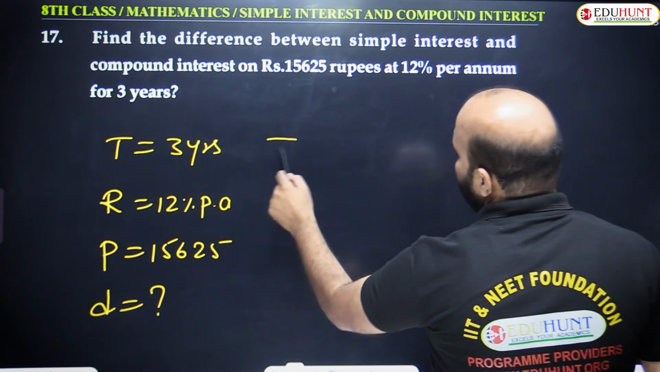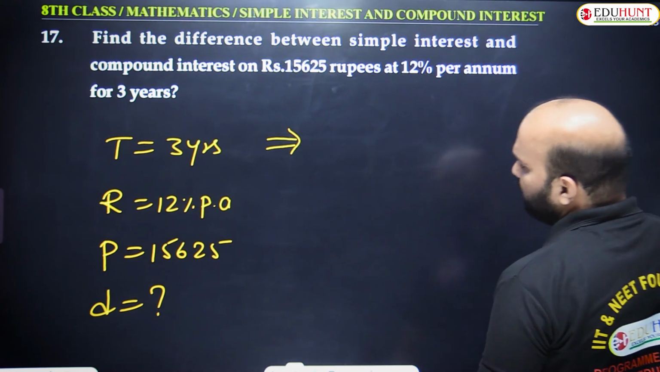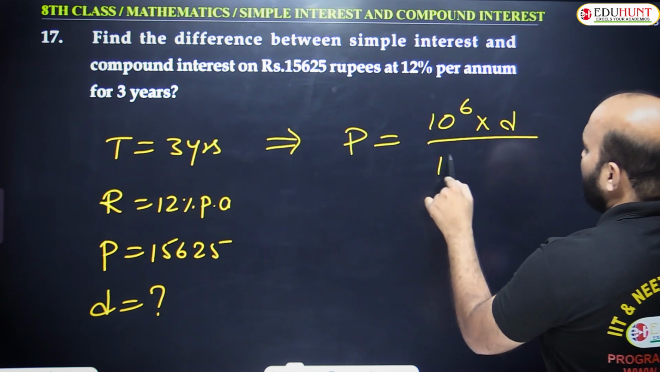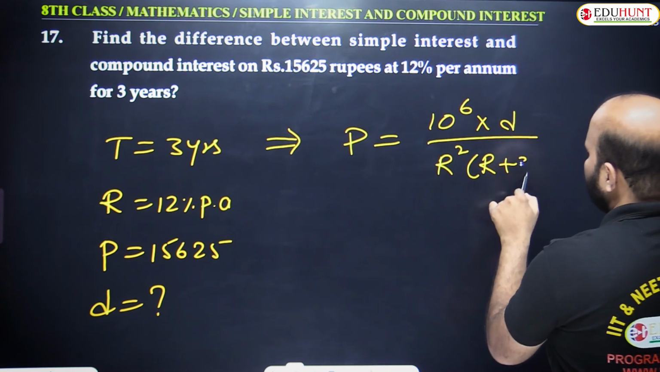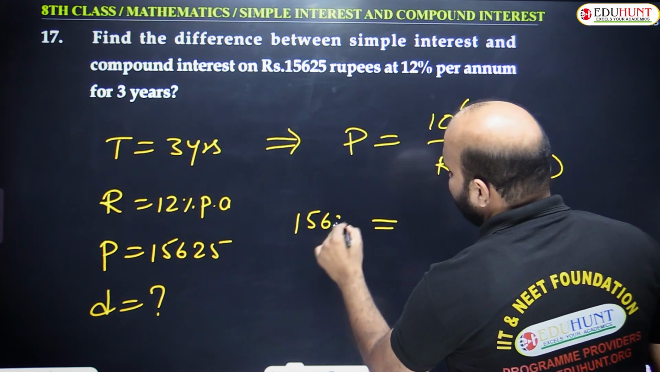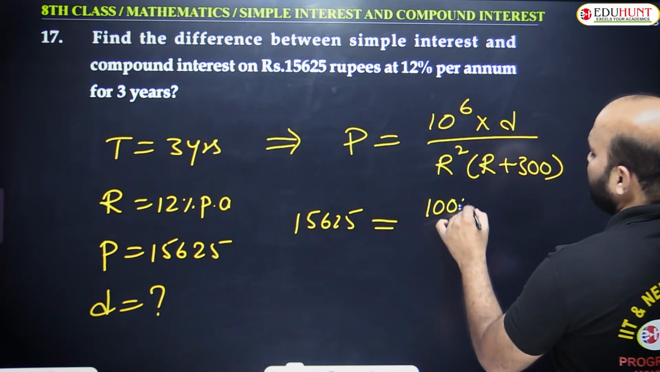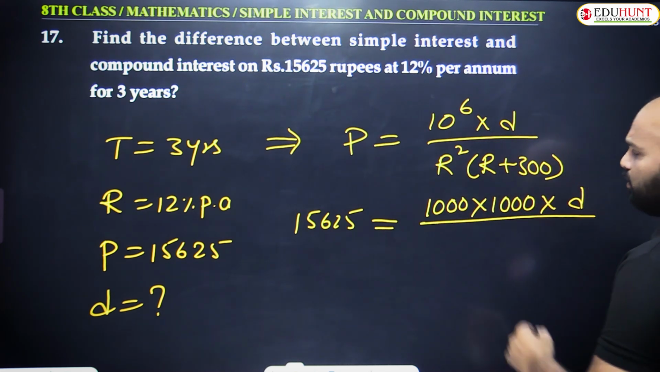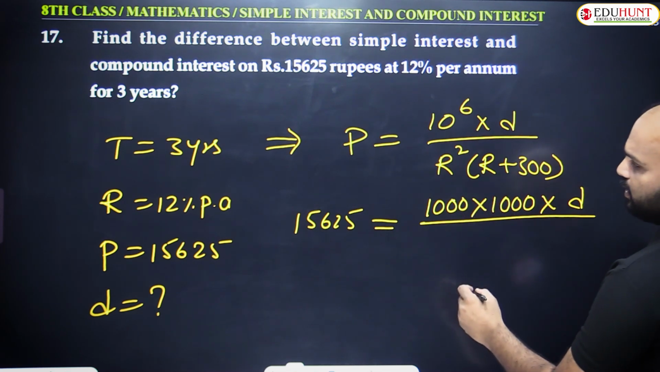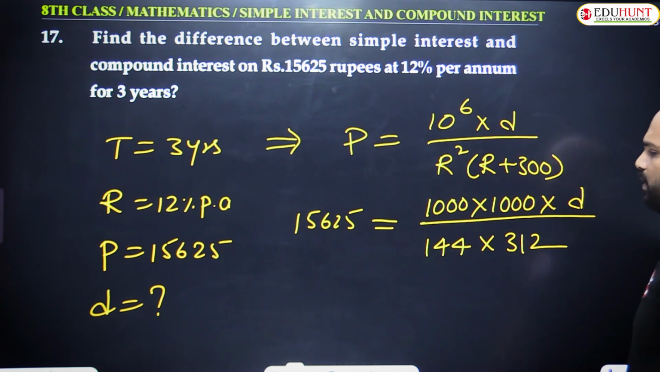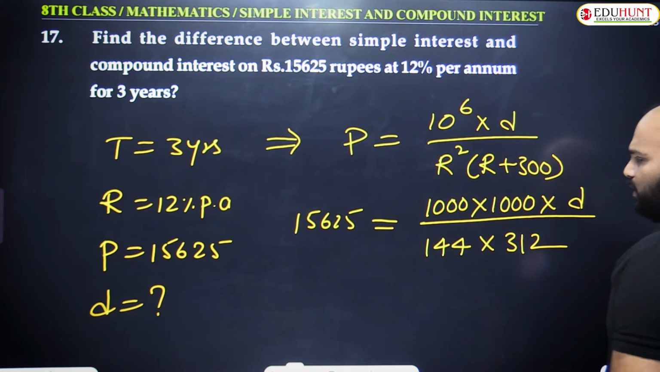So for 3 years, the difference between compound and simple, the formula is P equals 10 power 6 into D by R square into R plus 300. This is the formula. So you know the principal given is 15,625. 10 power 6 can be written as 1000 into 1000. And the difference between simple interest and compound interest you don't know; that will be asked at the end. R square is nothing but 12 square, 144, into R plus 300, 312. Am I clear? So firstly, these two are cancelled by 5 table.